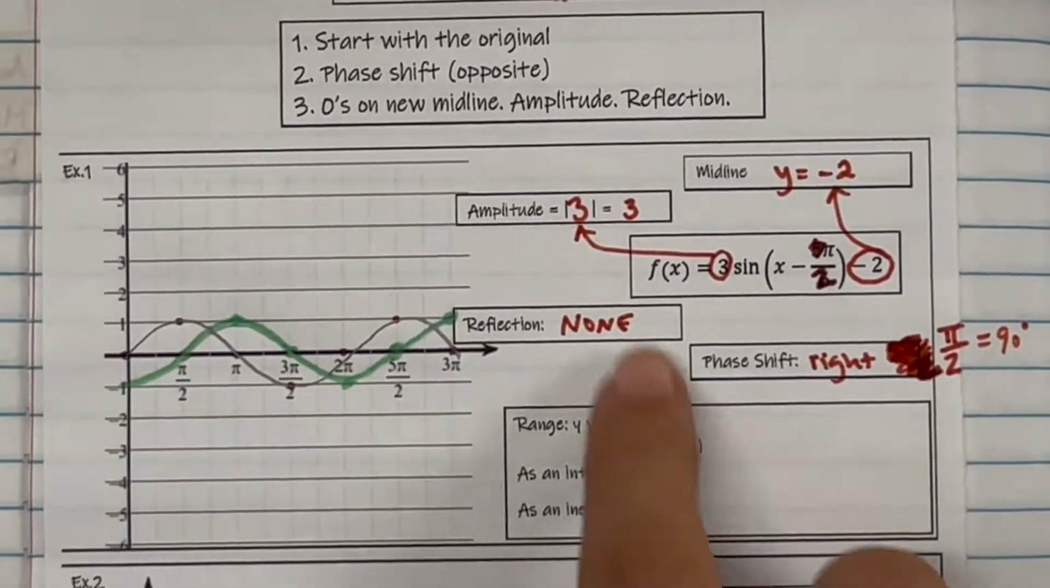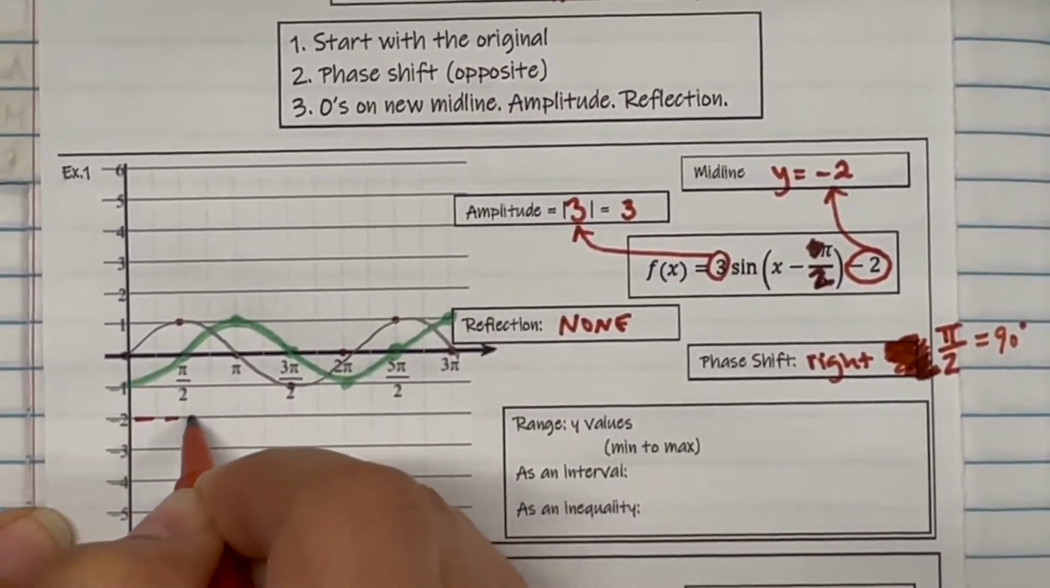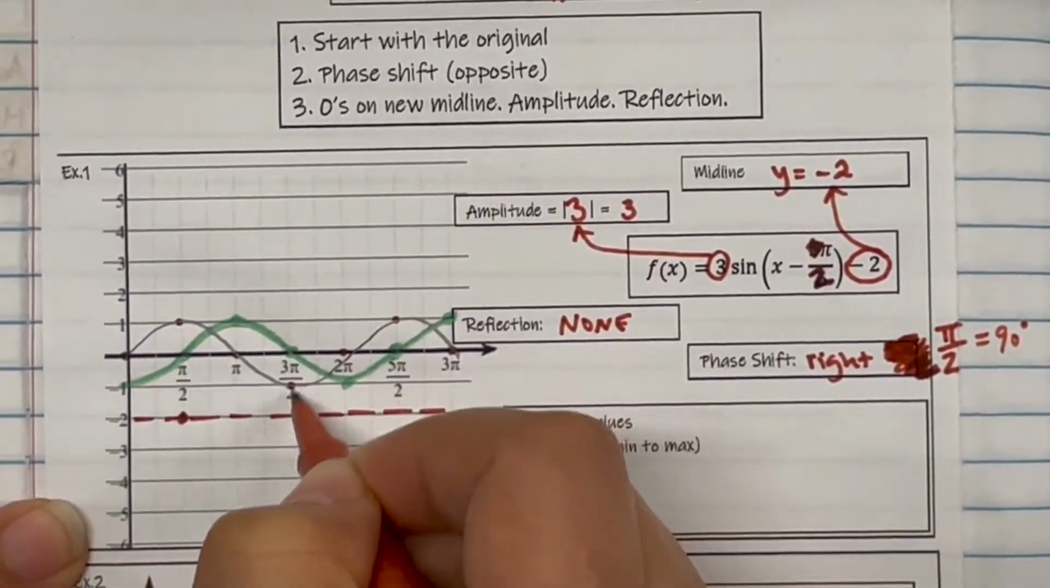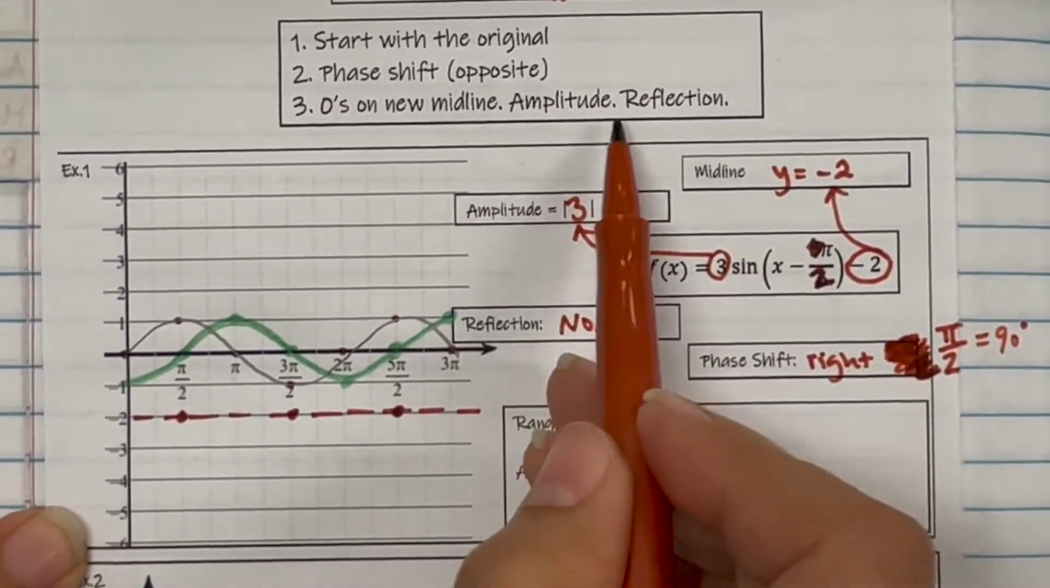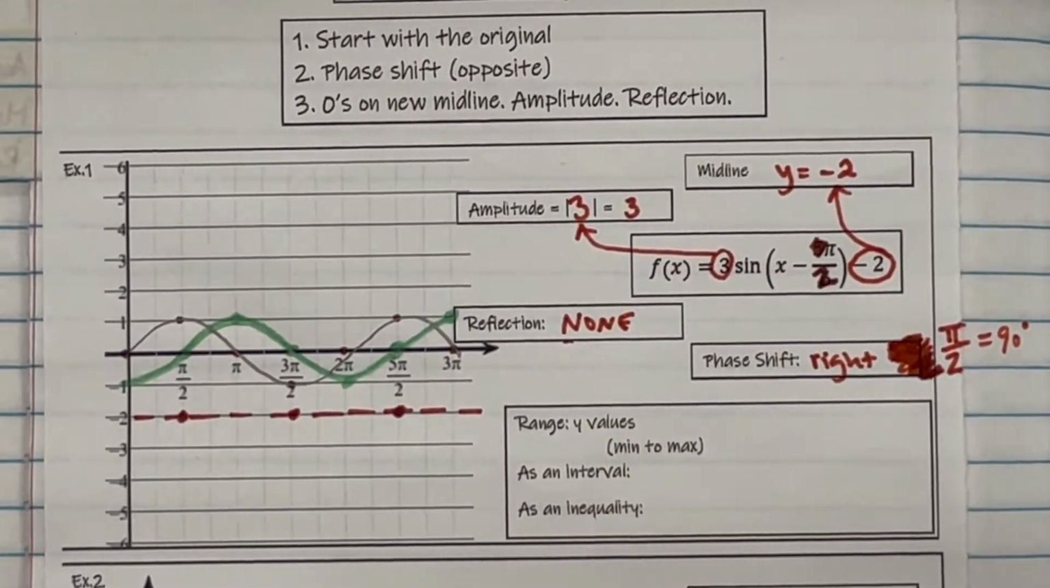Now, once you've done that, that's the only new thing. You're going to do what you just did before. Plot the zeros on the new midline. So your midline is -2, so go to -2. Plot the zeros that are already existing. So there's the zeros, line them up. This is a listening check, color in, reflection. Okay, so there's no reflection, so we're not doing anything to that.